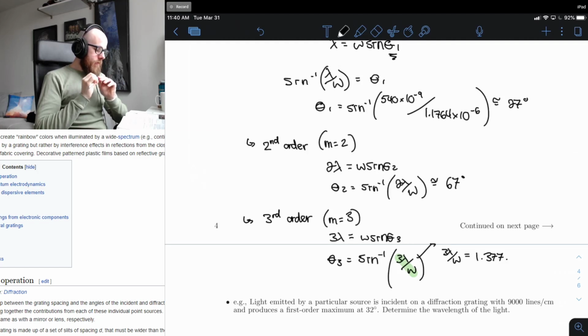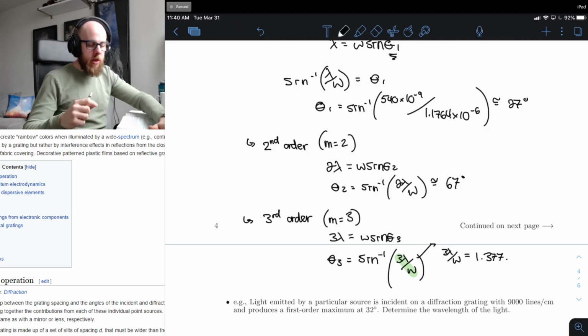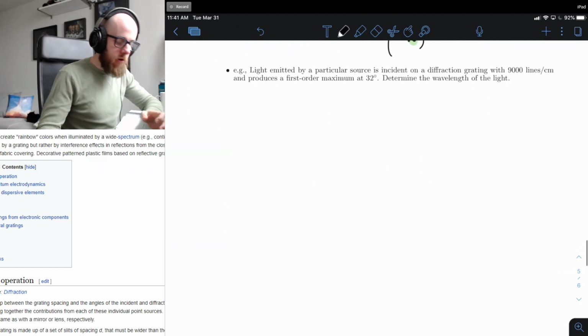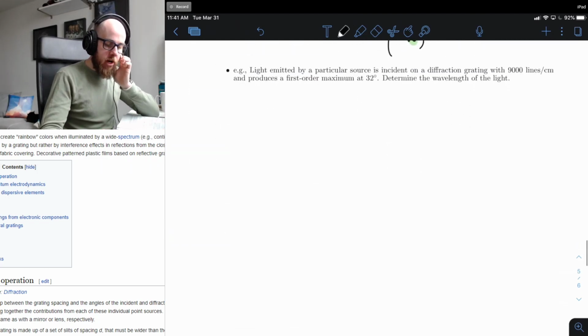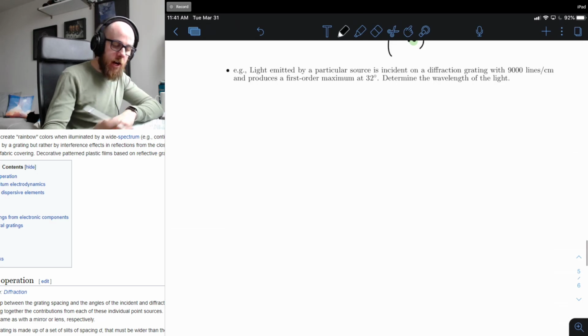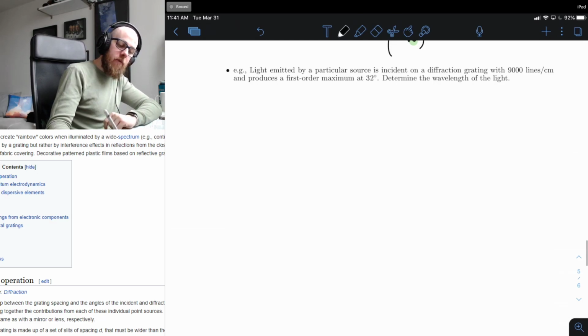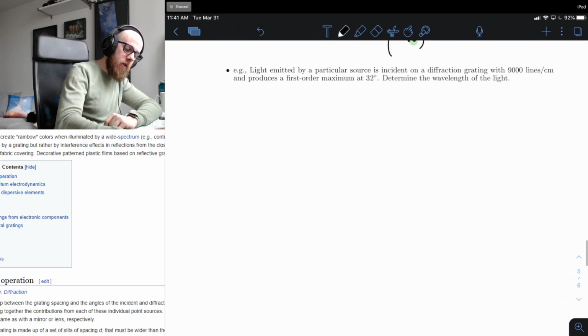Cool. One more example and then we're done for the day. Light emitted by a particular source is incident on a diffraction grating. And again, we're given the number of lines per centimeter. So n is equal to 9,000 lines per centimeter. And we can flip this around. So the width of each line is 1 over n.